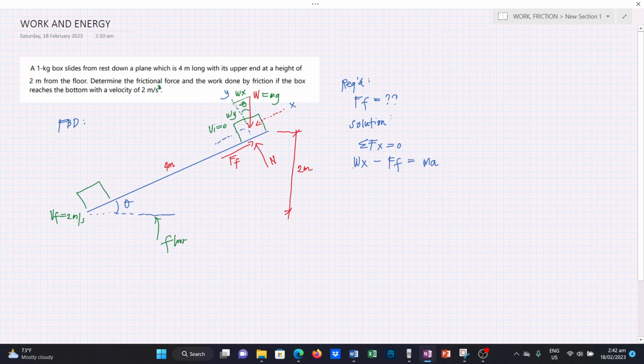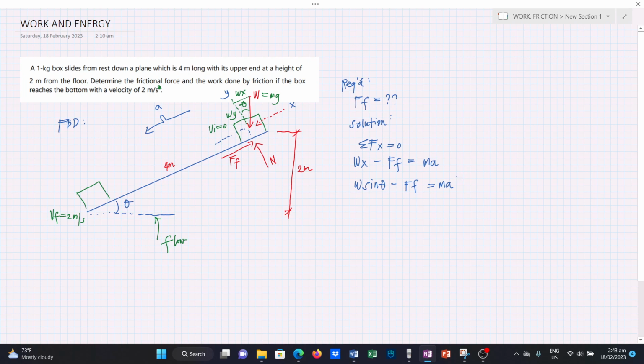Bakit ba class wx ang positive? To the left siya. Kasi class, pag ganun yung motion niya, yung motion niya is papunta sa baba, papunta to the left. Therefore, yung acceleration niya is pababa. Kaya class, yung wx ang positive natin, hindi frictional force. Okay? So, kung wx yan, that is w. Ano ba ang wx? Ito. Since ito ang angle natin, w sine theta yan. W sine theta minus frictional force is equal to ma.